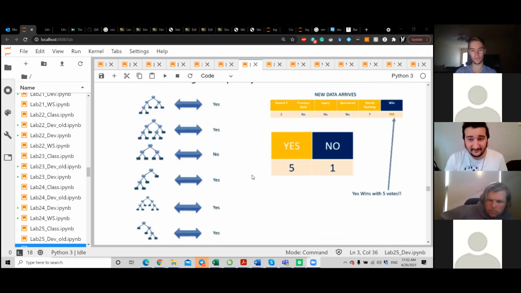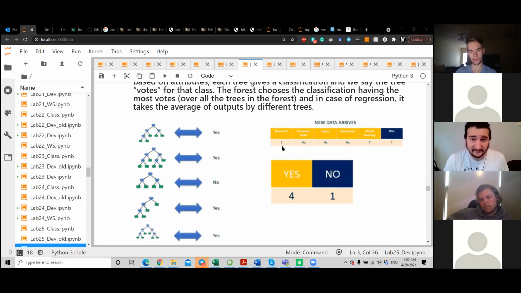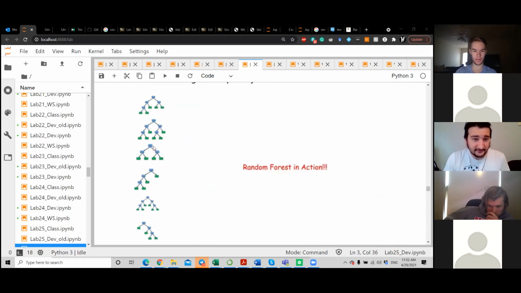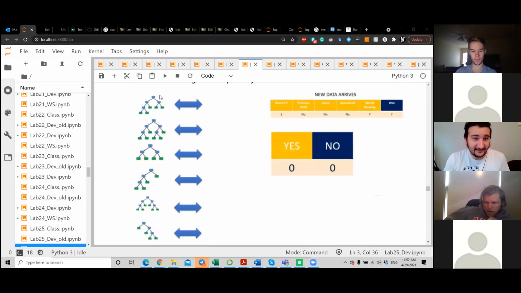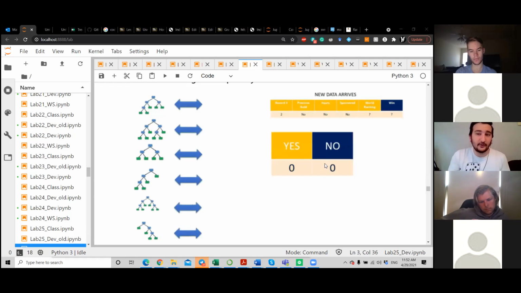Now, let's have a look at this. In this case, I have 1, 2, 3, 4, 5 trees. When I have a new data, this can be one row of my testing data, each one of my trees looks at that and gives a vote. Yes, yes, no, yes, yes, yes. So 5 yeses, 1 no. Our ultimate answer is going to be a yes. This is basically how a random forest works.